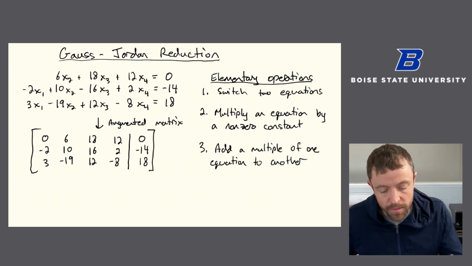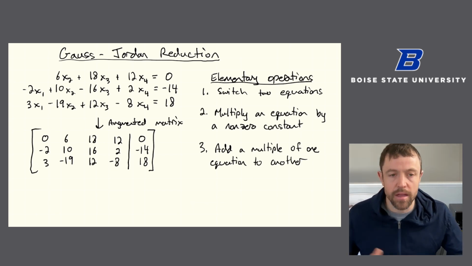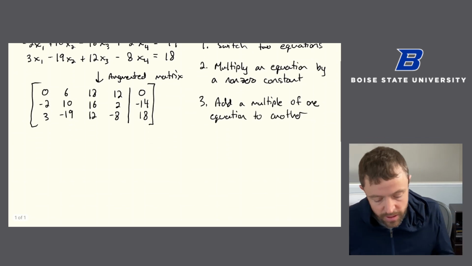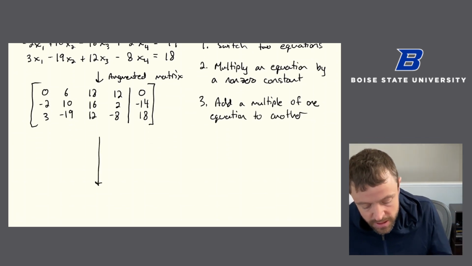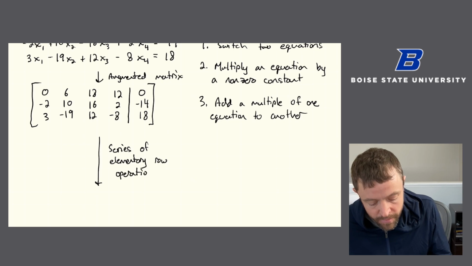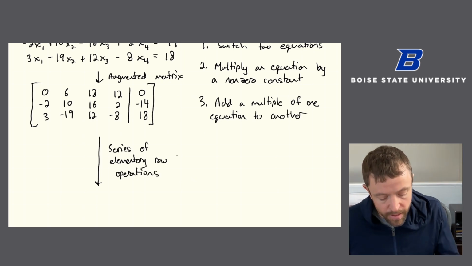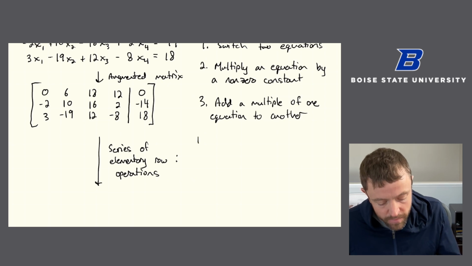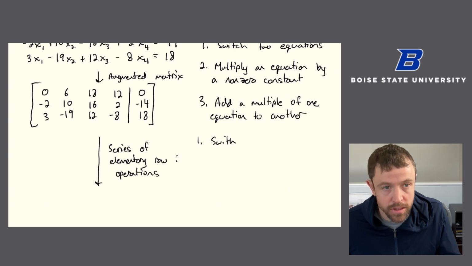And then what I'm going to do is, instead of doing these elementary operations on equations, I'm going to do the elementary operations on the rows of the matrix. I'm going to do a series of elementary row operations. And what are these row operations? Well, I can switch two rows. That corresponds to switching two equations.